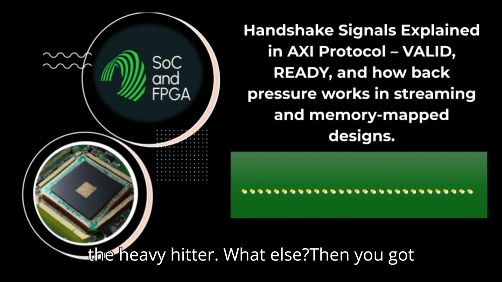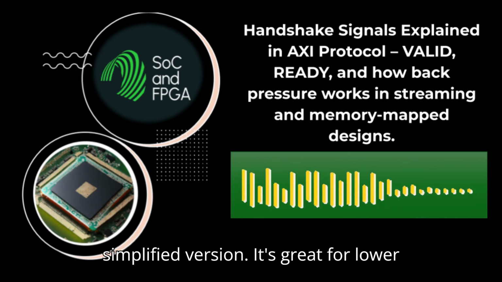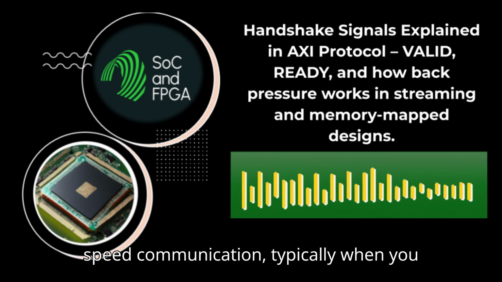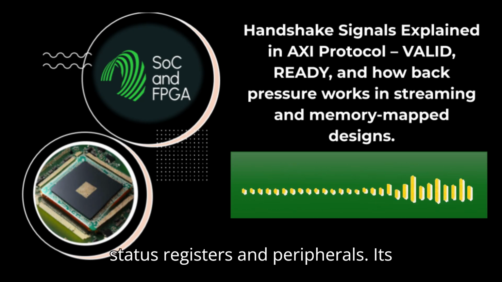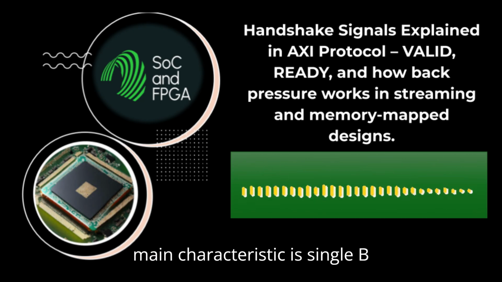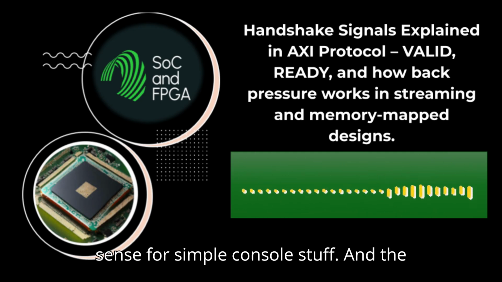Okay, the heavy hitter. What else? Then you've got AXI4 Lite. Think of it as the simplified version. It's great for lower speed communication, typically when you just need to access control registers or status registers and peripherals. Its main characteristic is single beat transactions, just one data transfer at a time. Much simpler to implement. Makes sense for simple control stuff.